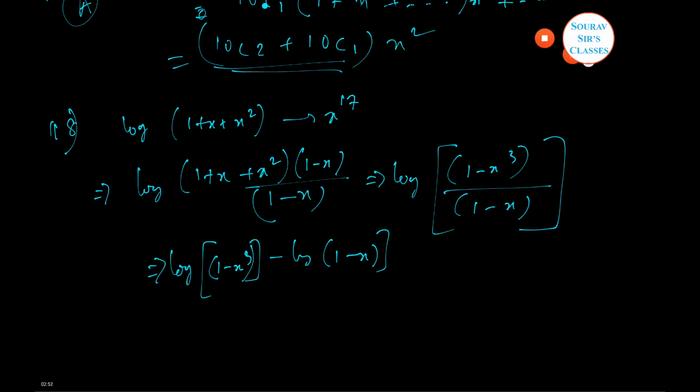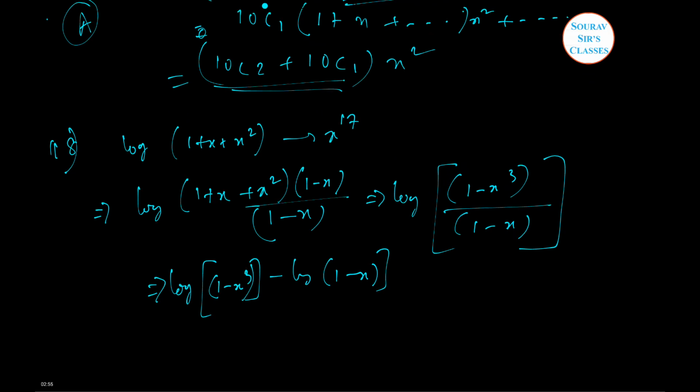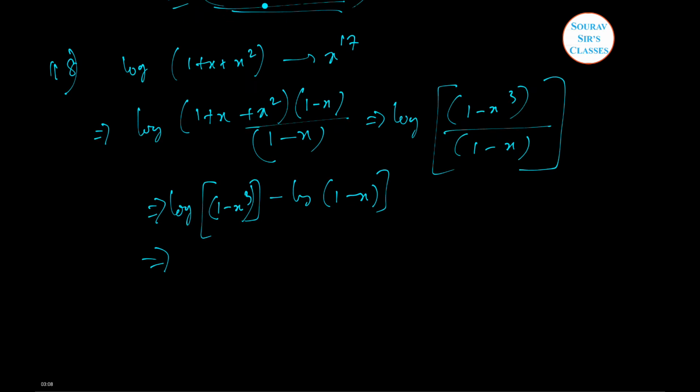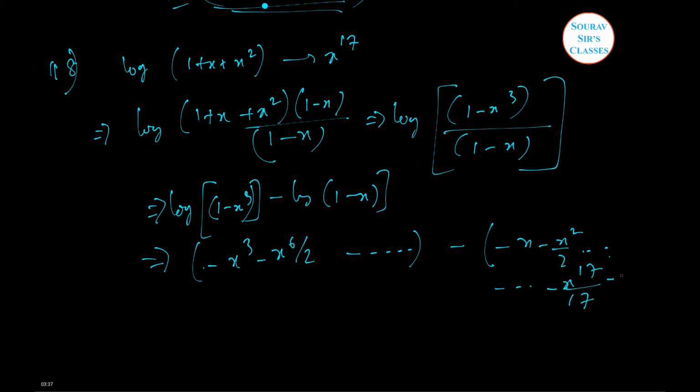This is very much important. So we can write it like this: log of (1 minus x cube) minus log of (1 minus x), and you can just simply expand it. Log of series, I have already done it in my previous video. Let's expand it: minus x cube minus x6 by 2, and we can write it in this format. And in the right-hand portion also we can write it like minus x square by 2, and there will be minus x to the power 17 by 17, as the power of 17 is being asked.